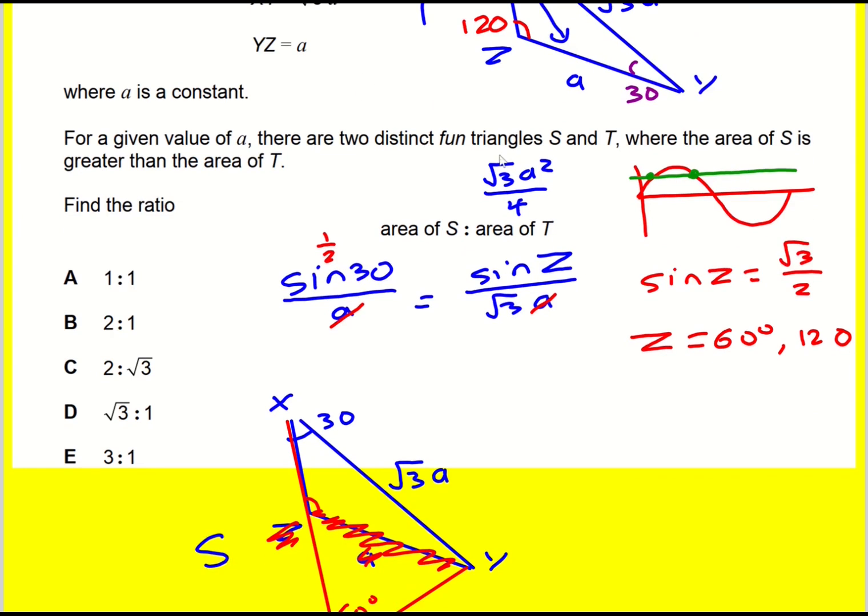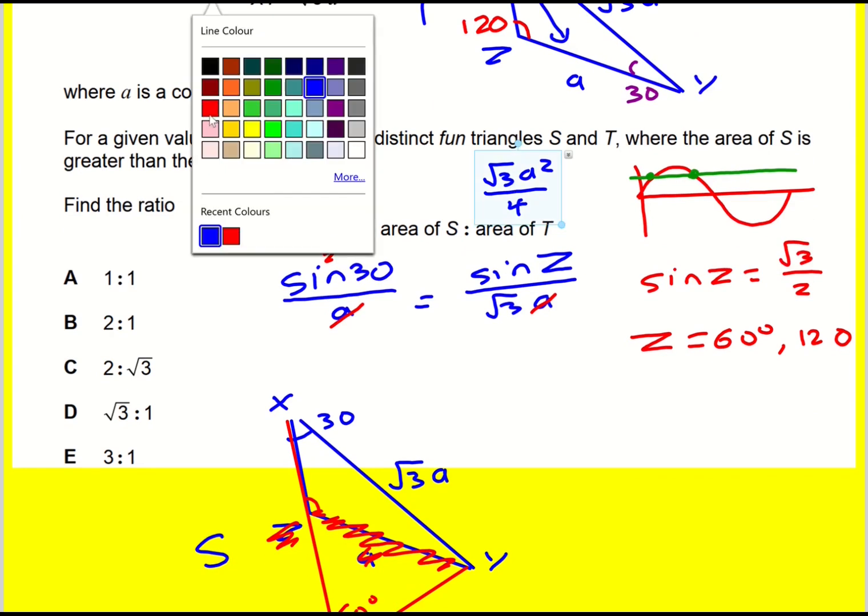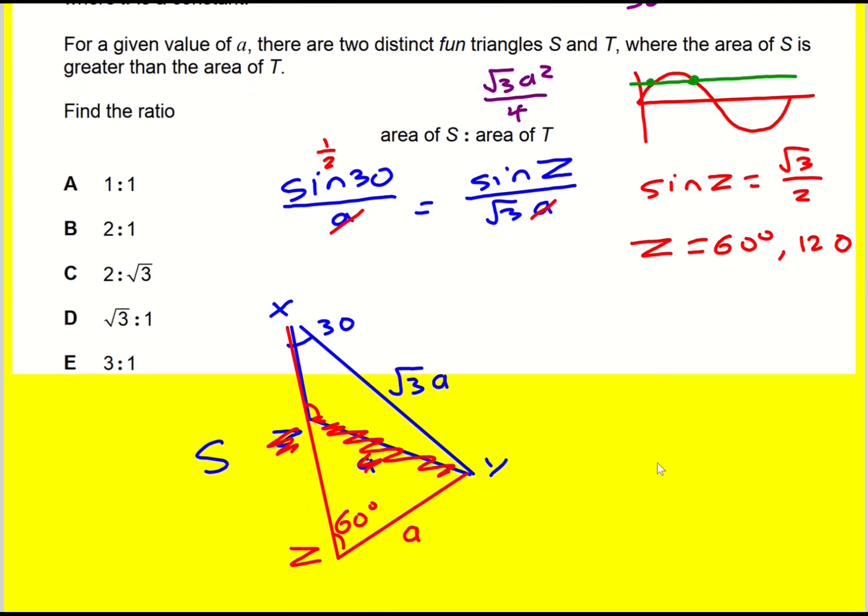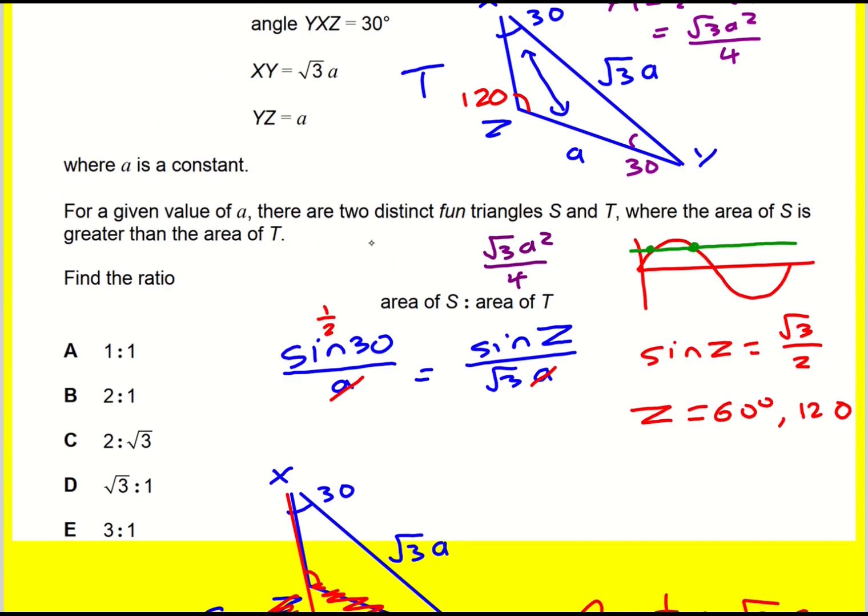And then the area, let me just make that purple. Area of the other one. And now we've got a right angle here. Actually, that makes life really easy because we can just do a half, base times height, half A times root 3A. So root 3A squared over 2. And therefore, what we see when we put these in this ratio is the one on the left is just double the one on the right, which gives us a ratio of 2 to 1.